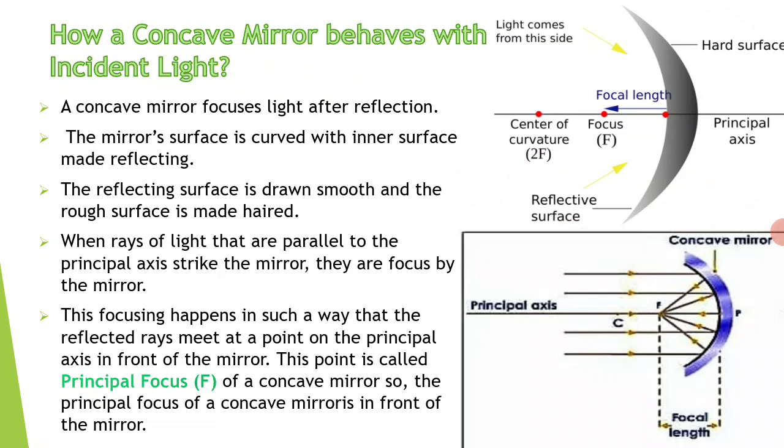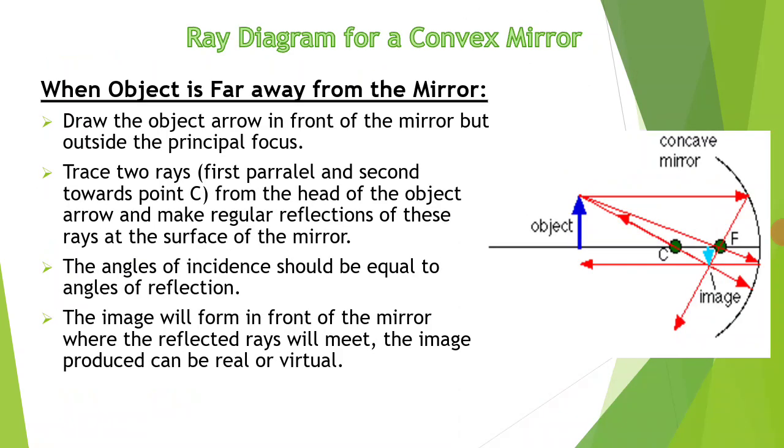The mirror surface is curved with the inner surface made reflecting. The reflecting surface is drawn smooth and the rough surface is shaded. When the rays of light that are parallel to the principal axis strike the concave mirror, they are focused by the mirror. This focusing happens in such a way that the reflected rays meet at a point on the principal axis in front of the mirror. This point is called the principal focus of a concave mirror, which is denoted by capital F. The principal focus of a concave mirror is always in front of the mirror.